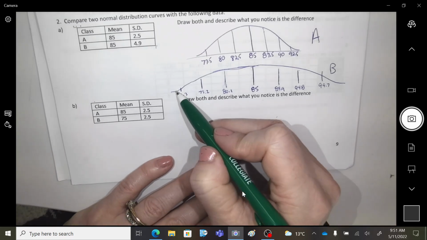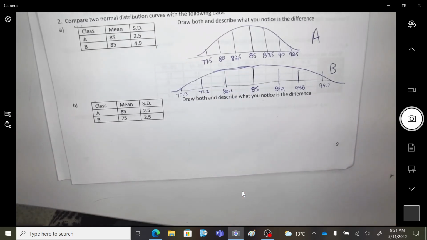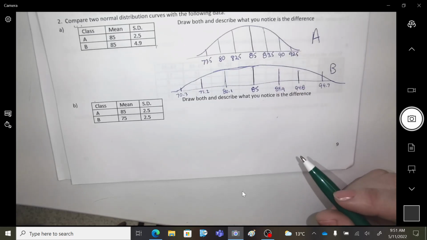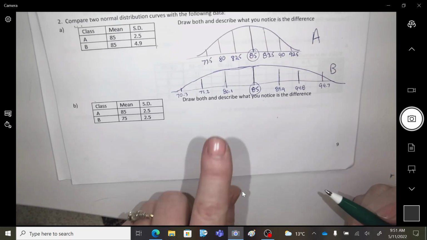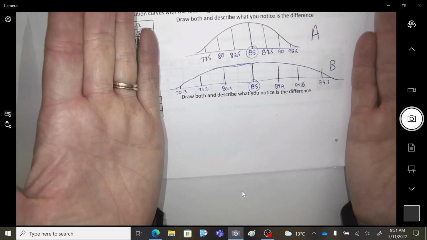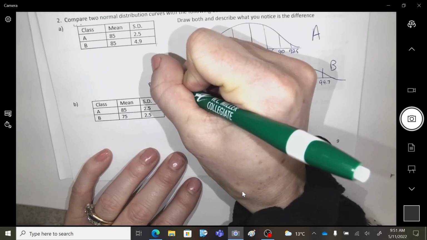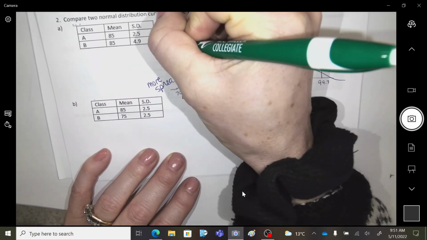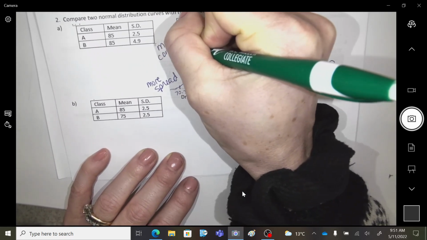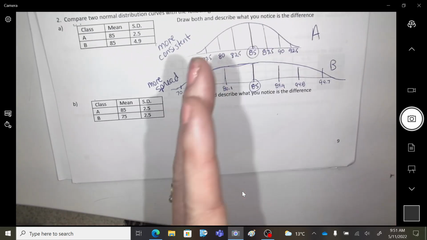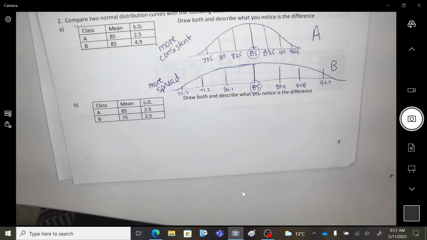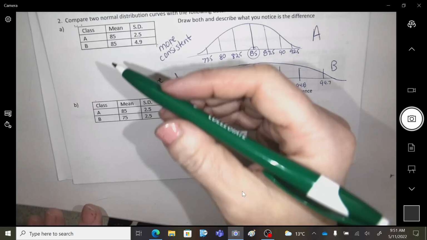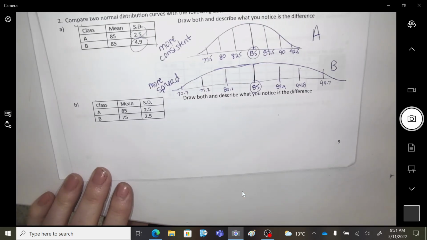Okay, so what can we conclude about these two tests, or two different classes? They both had the same average, but this one is what? The test scores are more spread, and here they're more consistent. People are getting closer to the average. Here people are scoring lower and higher, right? More spread out. So this is because of the standard deviation. The lower the standard deviation, the closer you are to the mean.